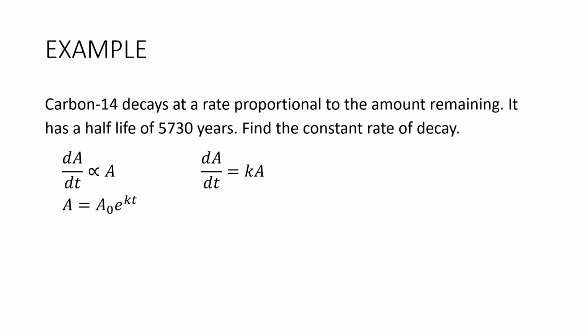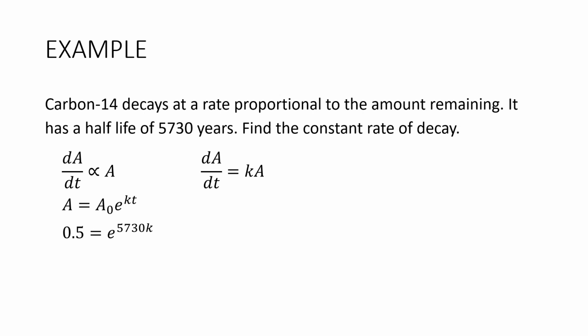So we've got A equals A naught e to the kt. We need to figure out what A naught is and then what k is. Now we don't have a lot of information, do we? All we know is that after 5,730 years, half of the carbon-14 is left. But half of what? So a bit of a trick. We're going to make A naught 100%, or 1.